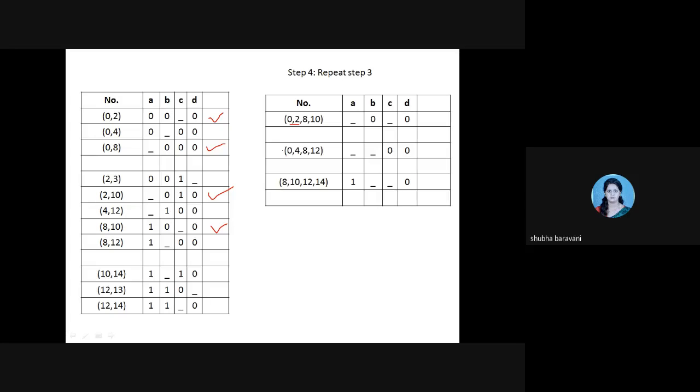Next 0 4 is here, so I'll put a tick mark. 0 8 is here, I've already done. 0 12 does not exist. 4 8 is not there. 4 12 I'll put a check mark. Next 8 12 I'll put a check mark. Next, third one: 8 10 I have already put a check mark. 8 12 is there. Next 8 14 is not there. 10 12 not there. 10 14 I'll put a check mark. Next 12 14 I'll put a check mark. Right, is this fine? Yes, ma'am.